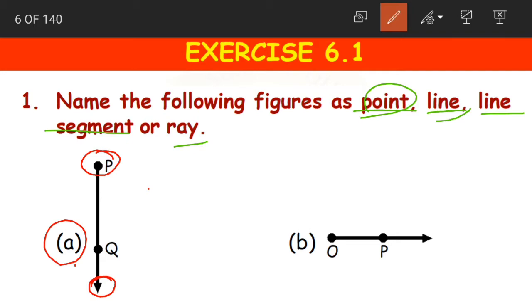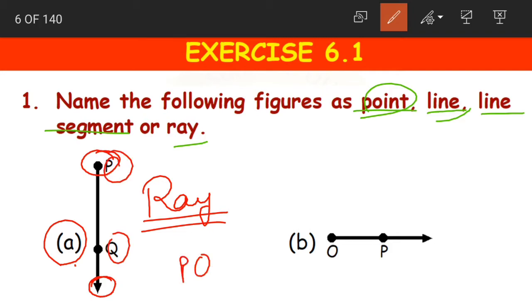So what is this, children? It is a ray. And what is the name of the ray? PQ. The name of the ray is PQ. As it is a ray, we'll place an arrow mark like this.